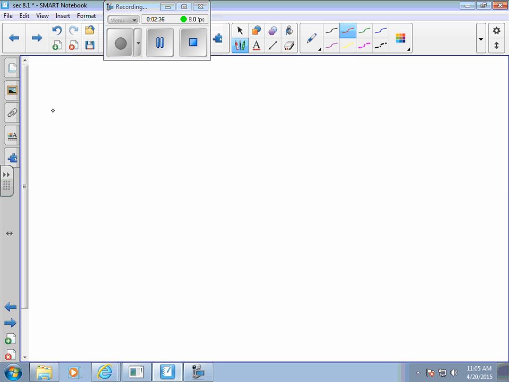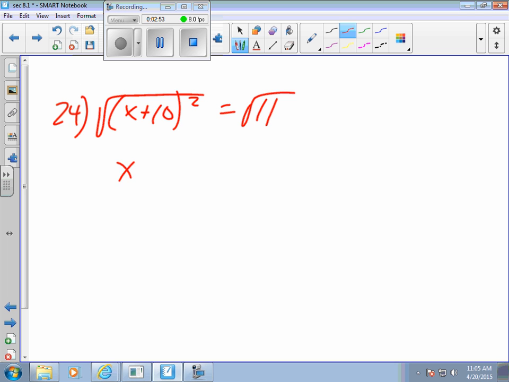Let's take a look at 24. We have x plus 10 squared equals 11. Square root, x plus 10 equals plus or minus the square root of 11, minus the 10, minus the 10. So negative 10 plus or minus the square root of 11.